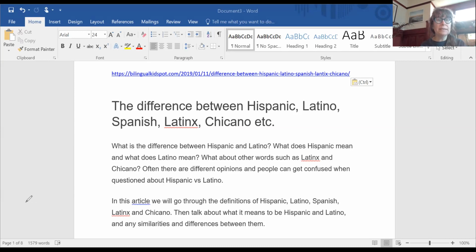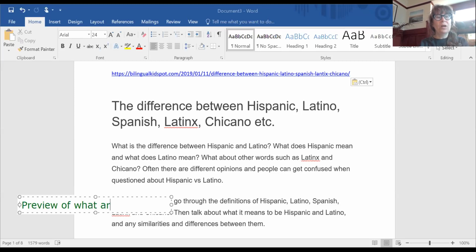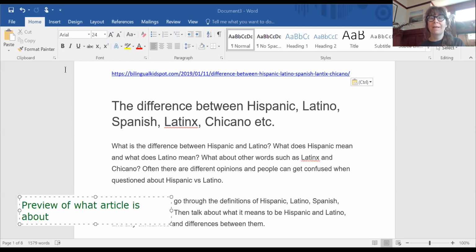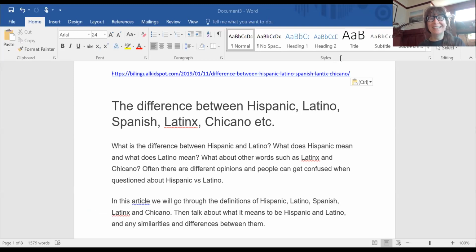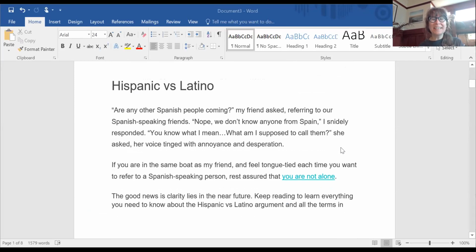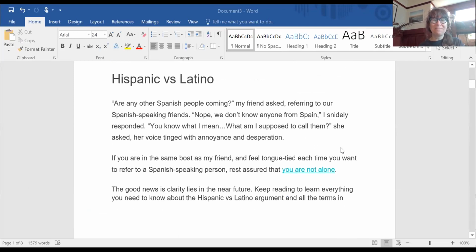Okay, so this is a really brief preview of what the article is about. That's what's right here. All right, we're gonna move on. So I'm gonna clear what I just did, and let's move the page down. It looks like the first section is Hispanic versus Latino.